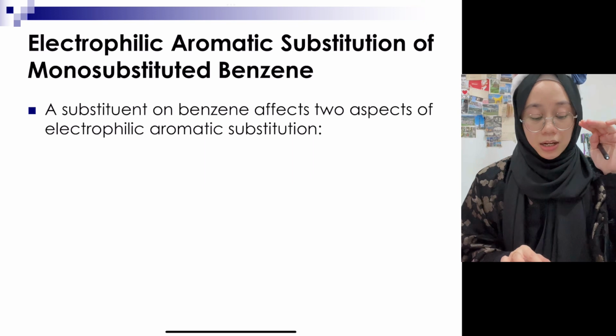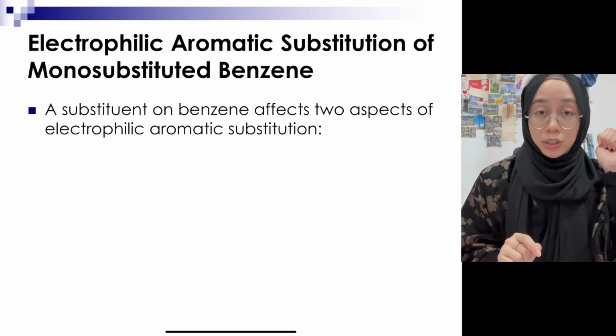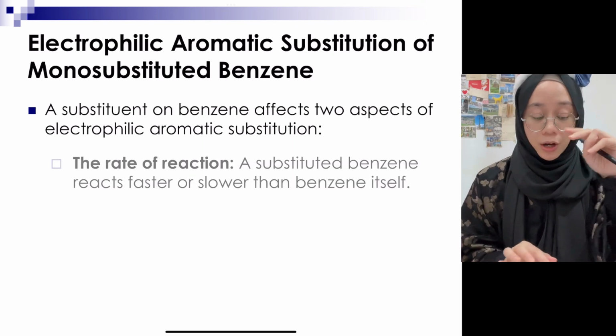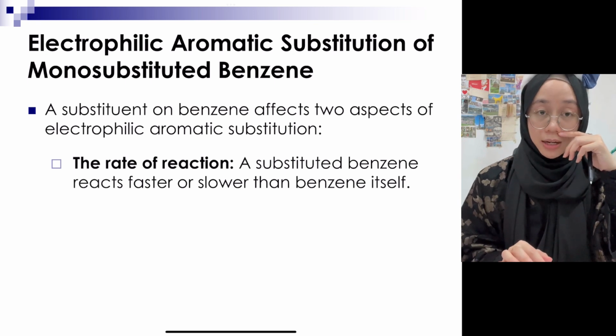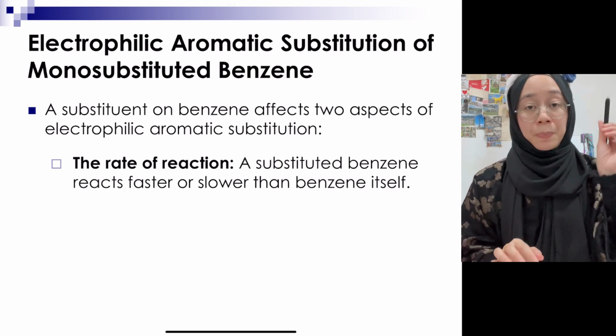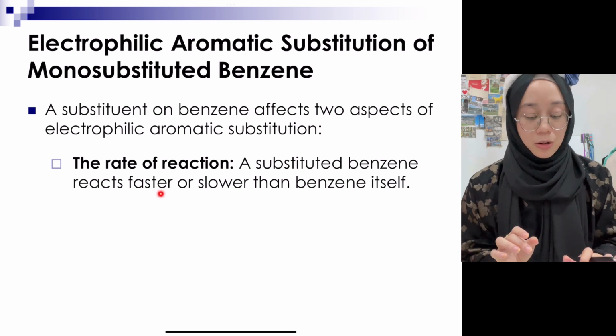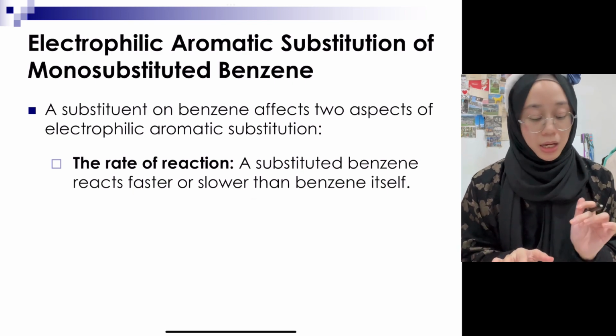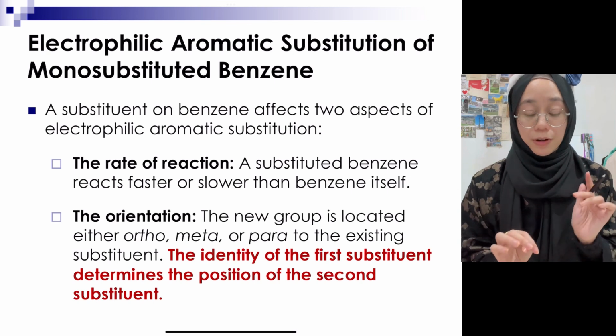Okay, so first let's try and have a look how exactly the substituent on the benzene dia akan affect the electrophilic aromatic substitution. So there are two aspects yang kita akan tengok. The first one is in terms of the rate of reaction. Okay, because a substituted benzene dia akan sama ada react faster or slower than the benzene itself. Okay, and then the second one adalah in terms of orientation.